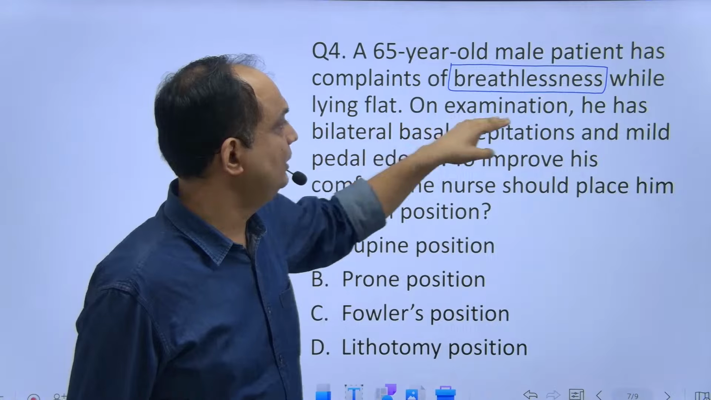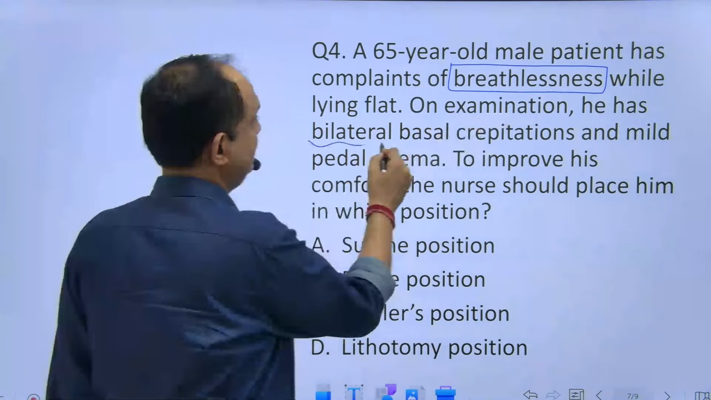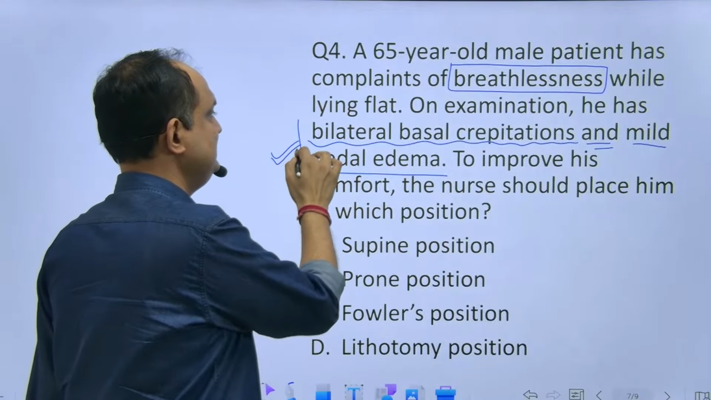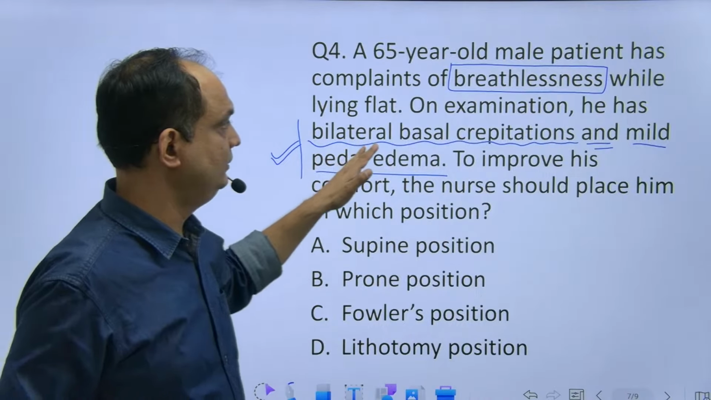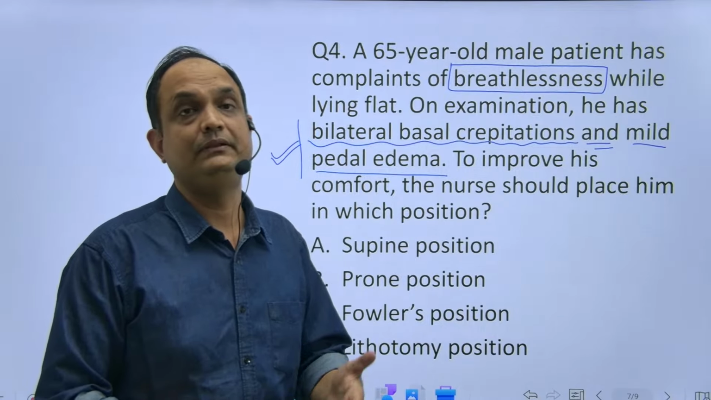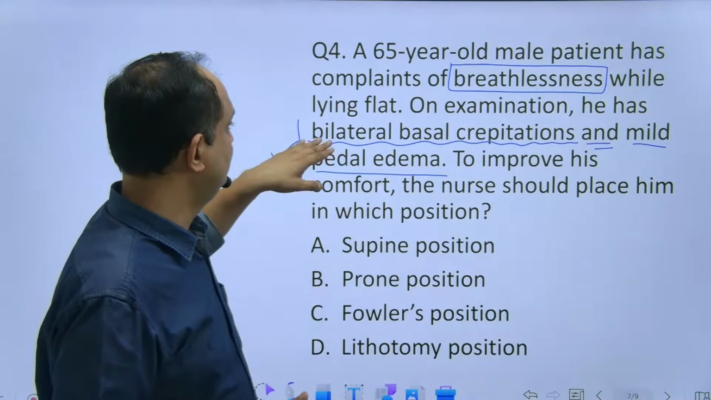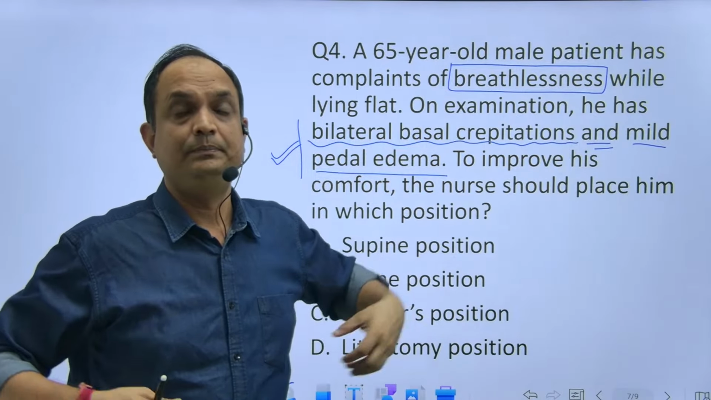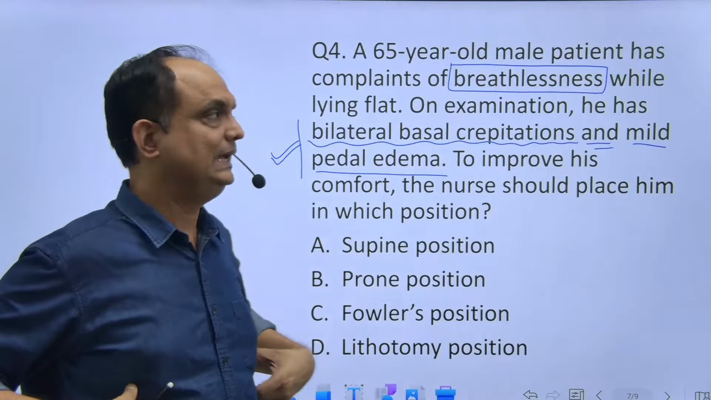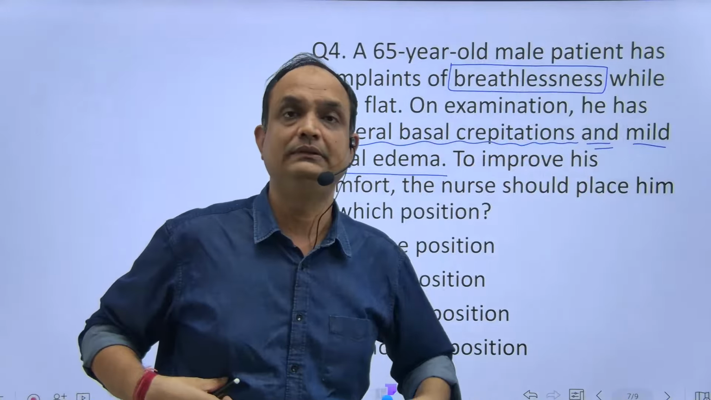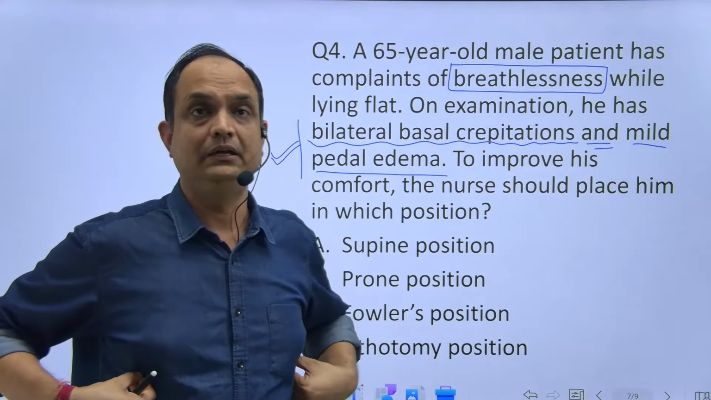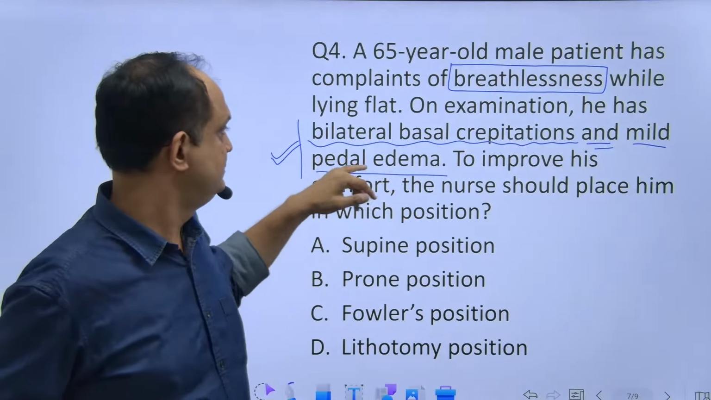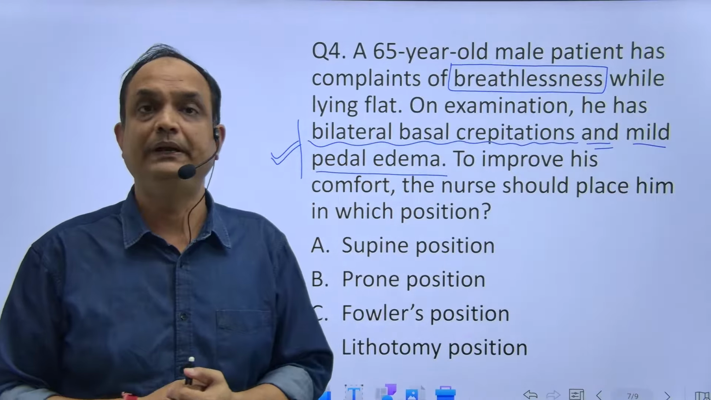On examination, that patient has bilateral basal crepts and a mild edema. Now see, these are signs which suggest an involvement of the heart. There may be some kind of cardiac failure, and because of this there is a collection of fluid in the lung, known as pulmonary edema, and that is the reason there are abnormal sounds or crepts in the lungs, and the patient also has a collection of fluid in the lower limb, known as pedal edema.